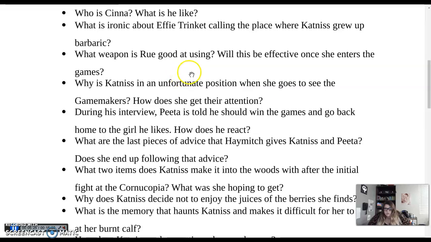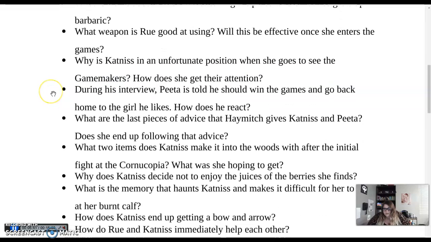What weapon is Rue good at using? Will this be effective once she enters the games? Rue's weapon was a slingshot. That's what she was really good at using. No, it wasn't super effective once she entered the games. However, she was good at hiding in the trees and going from tree to tree because she's really quiet and small, so she could get around easily. So that did help her, but not necessarily the slingshot.